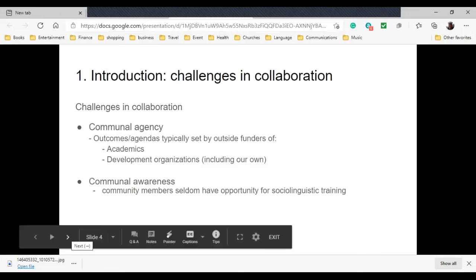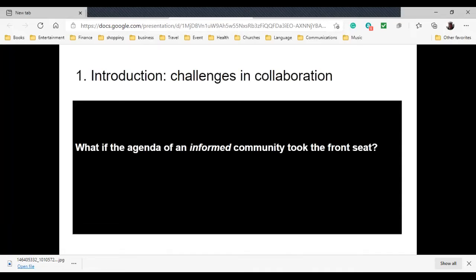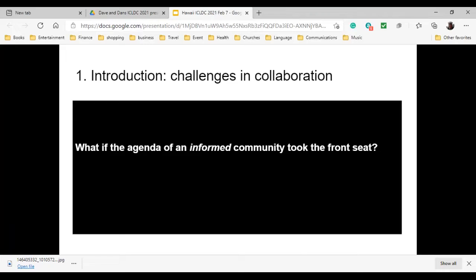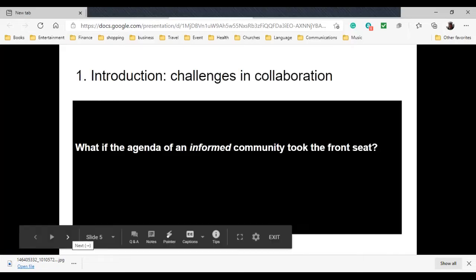So even if we want them to make decisions, they probably need sociolinguistic training of some sort to make better decisions. So the question we're asking is, what if the agenda of our language research or language development or language documentation was based on the agenda of the informed community, the agenda that the local people would be proposing and buying into? What if that agenda took the front seat? And we'll go on to Dave.